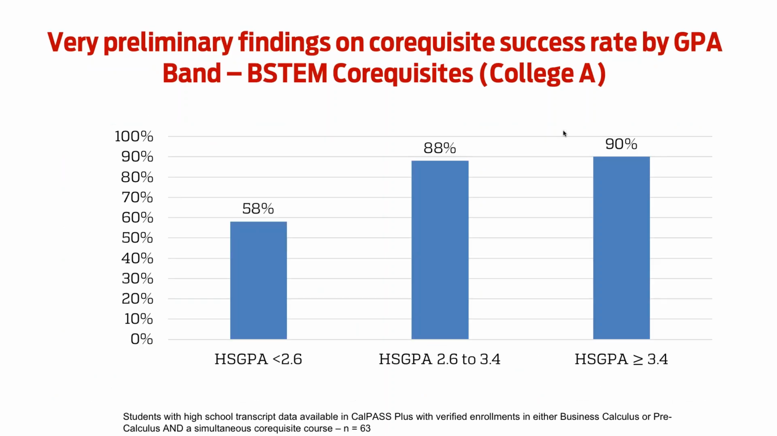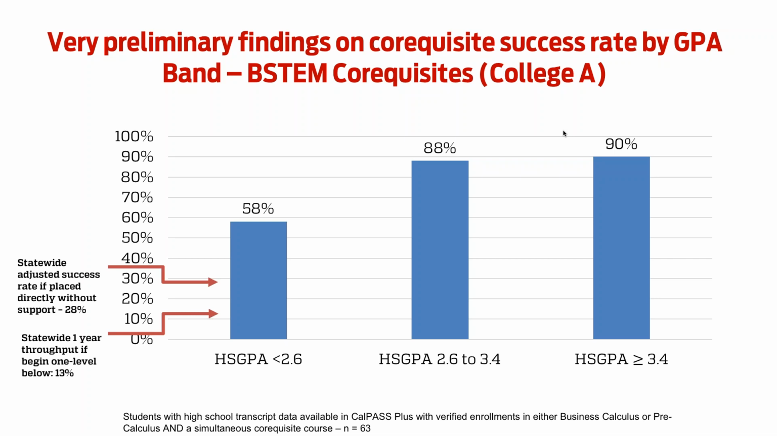They've also done some work with BSTEM at one of the colleges, so looking at pre-calculus and a business calculus course is a very small subset. It's the first pass. But you can see students with a high school GPA of less than 2.6, even those students in a co-requisite supported BSTEM class, their success rates are not great, but they're pretty good, and they're far more likely to complete that course than if we had started them to complete a pre-calculus course or a business calculus course than to complete any transfer level math course, including statistics or college algebra, if they had started just 1 level below.